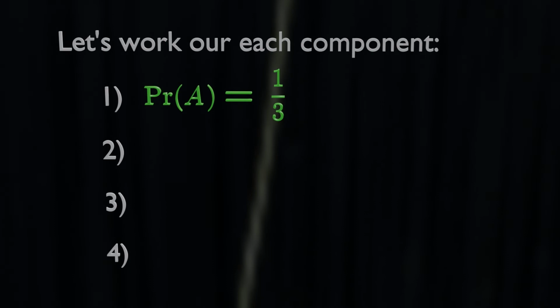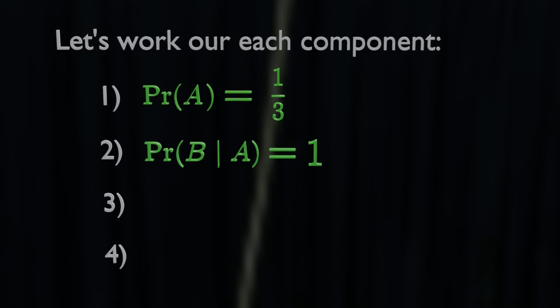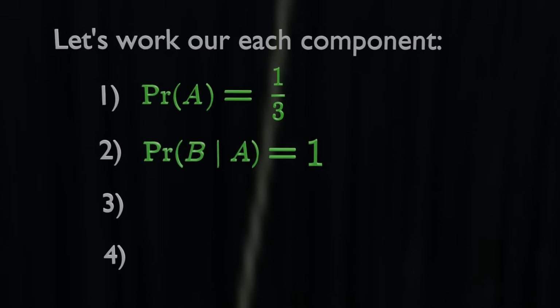The probability of A is the probability that the car is behind door 1 before Monty reveals anything. This is always a third. The probability of B given A is the probability that Monty will reveal a goat, given that there's a car behind door 1. It's important to remember that Monty will always reveal a goat, no matter what. So the probability of B given A is simply 1.